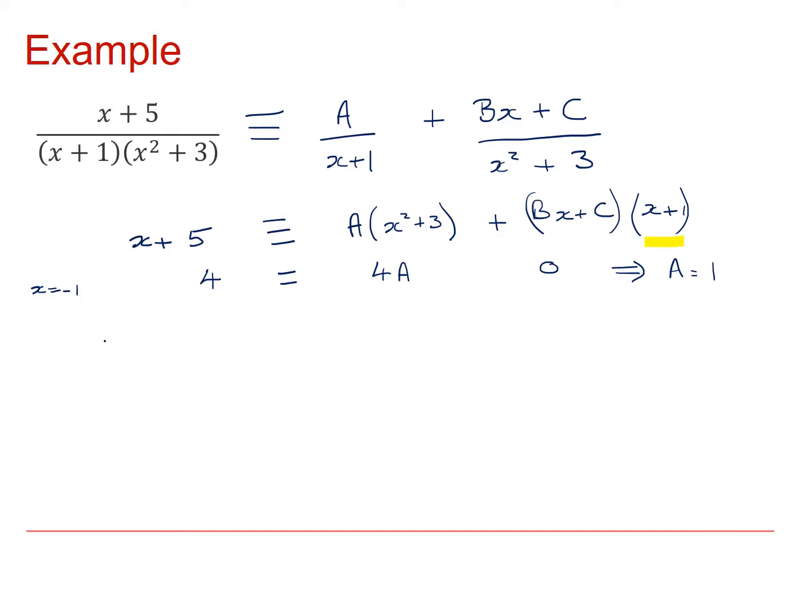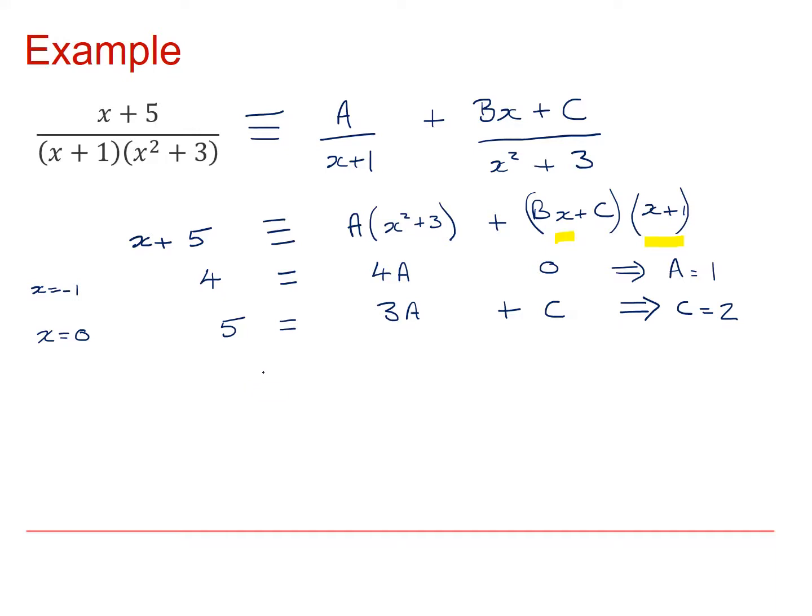Now, what else could I use? Well, this bit here will disappear if x is equal to 0. So let's try x equals 0. I'm going to get 5 on the left-hand side. And here I'm going to get 3 lots of a plus, this thing will boil down to just c. So 3a plus c equals 5, and we know that a equals 1. So this is going to give me that c equals 2.